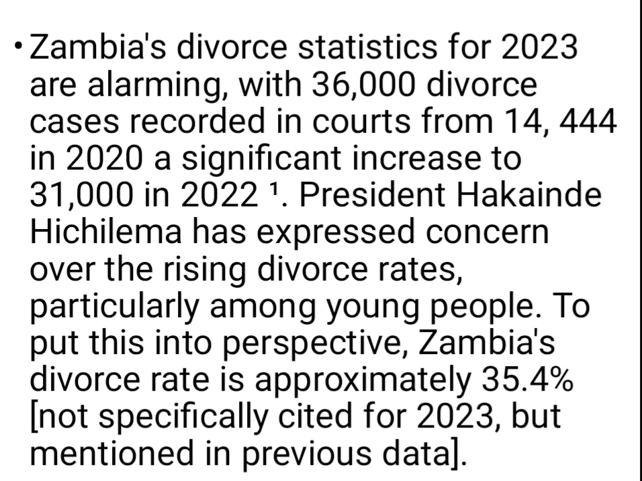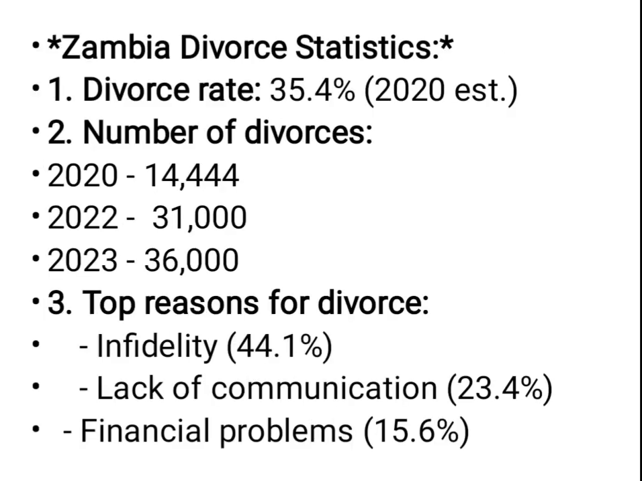That is so alarming. And the question is, why should people get into marriage if there is divorce? I want you to answer that question. What makes people get into marriage? Does anyone get into marriage so that they may divorce? Here are the statistics of divorce in Zambia. We have 35.2% according to the estimation of 2020. By this time it has increased because the divorce rate has increased. So meaning that it is double, because it was 14,000. Now in 2023 we had 36,000 divorce cases recorded in court, minus those that were not recorded.